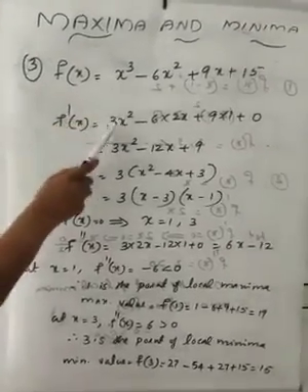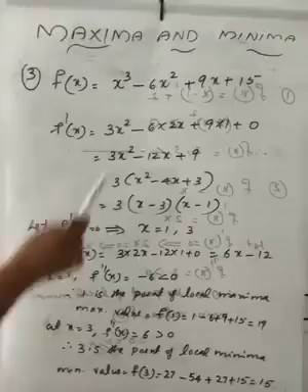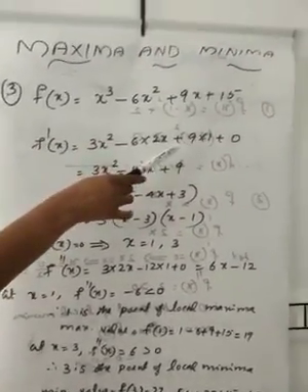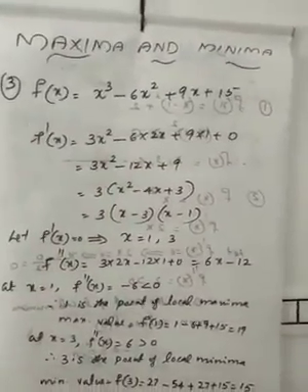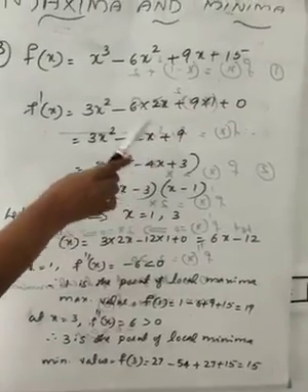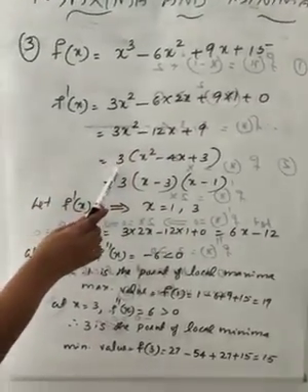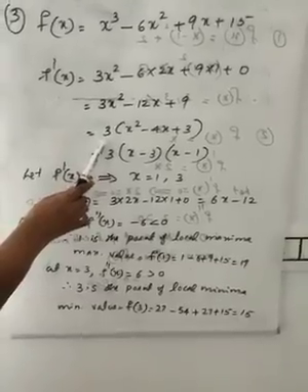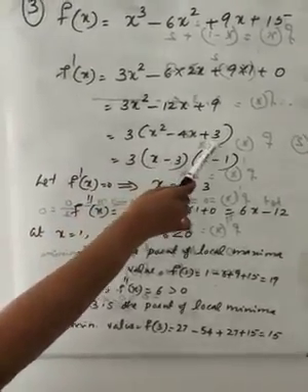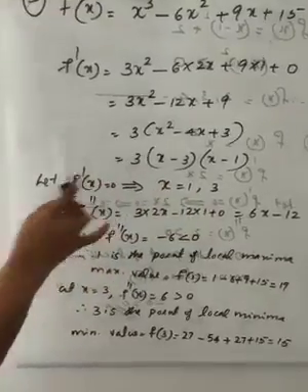The derivative of x cube is 3x square, of 6x square is 12x, of 9x is 9, and the constant 15 has derivative 0. So f dash x is 3x square minus 12x plus 9. We can take the common factor 3 outside, that is 3 into x square minus 4x plus 3.